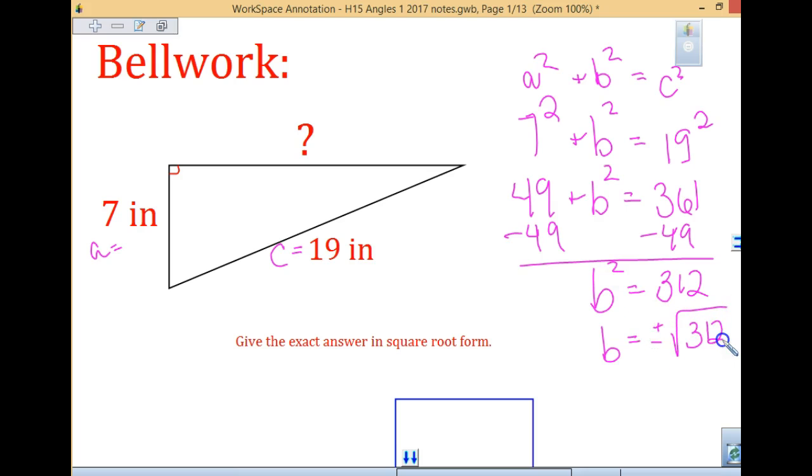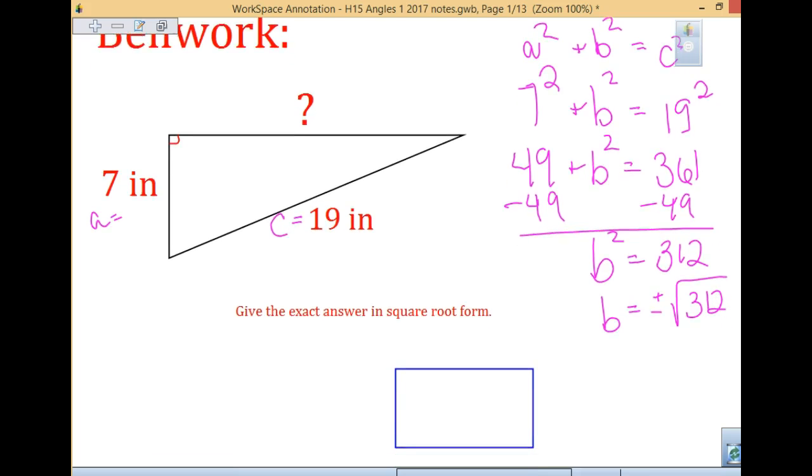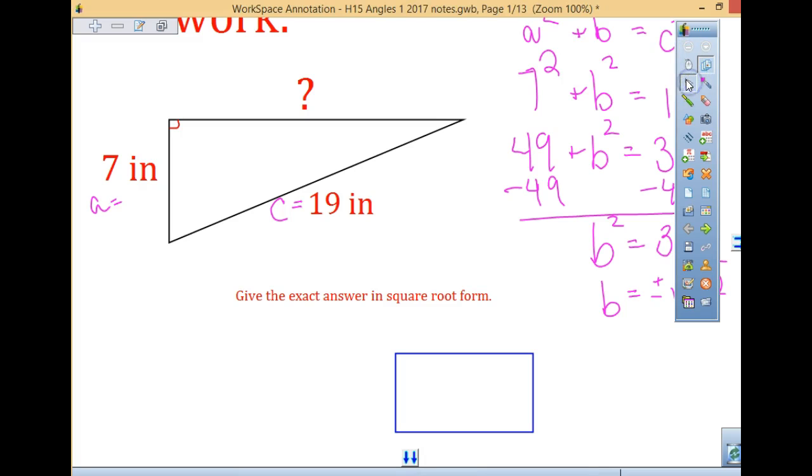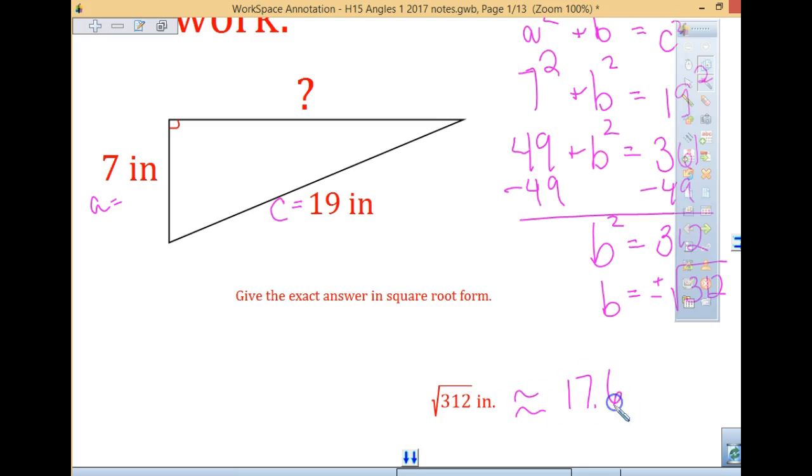Square root of 312. In this case, since we are dealing with distance, distance is going to be the positive only. As we look at this answer, we should have approximately what when you put it in your calculator? 17.6. This would be my approximate answer. If on the test, the end of the year, that final, I ask you to leave it exact, that's going to be your square root that we are looking at.